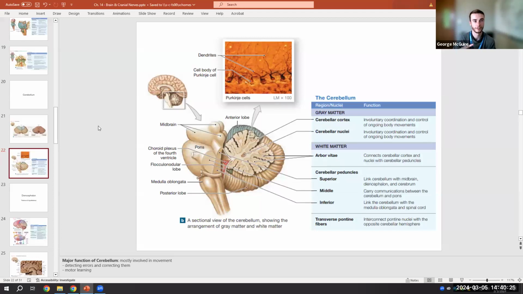Okay. So detecting errors, correcting them, motor learning, developing the ability to walk without having to think about which muscles am I using to walk right now. Okay. That is all of the cerebellum.